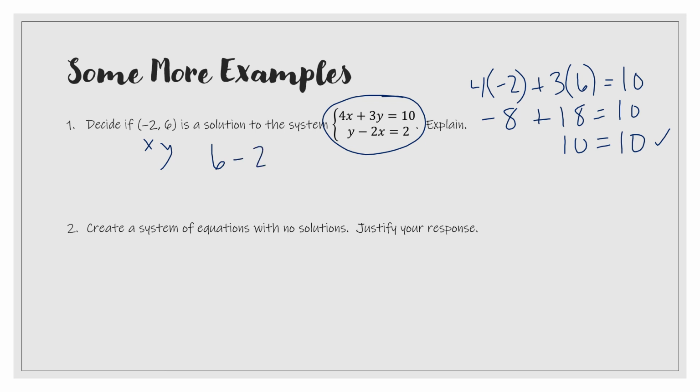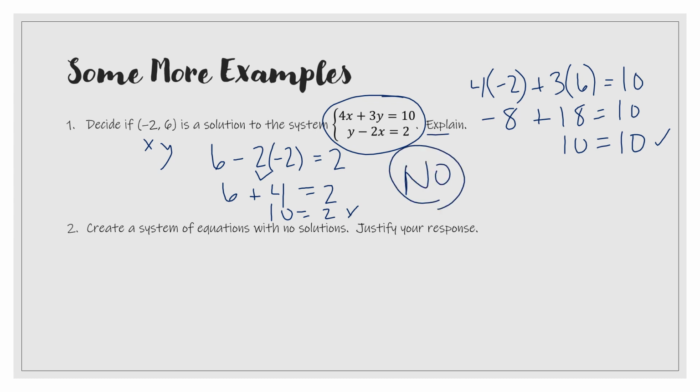6 minus 2 times x is negative 2. Does that equal 2? So this would be 6, and then here we've got to be careful because this is a negative 2 times negative 2, which will become plus 4 equals 2, and so we get 10 is equal to 2, which is not true. So this is not a solution. And for the explanation, this is your explanation. So showing that math that you plugged it into both of them and it doesn't work is proving that it's not a solution.